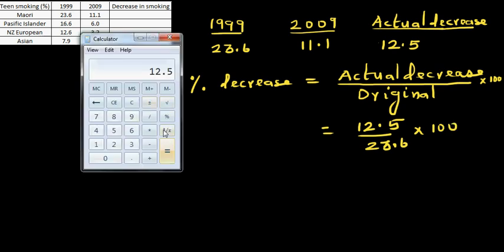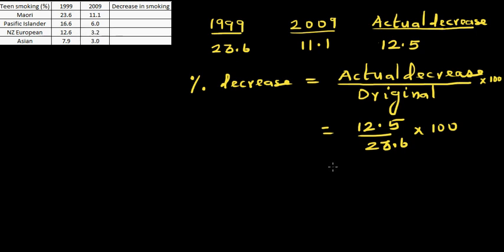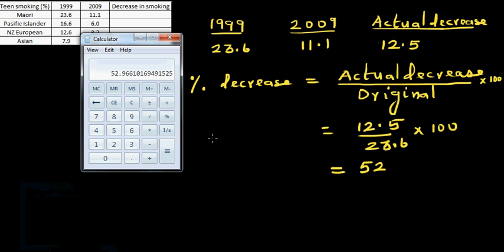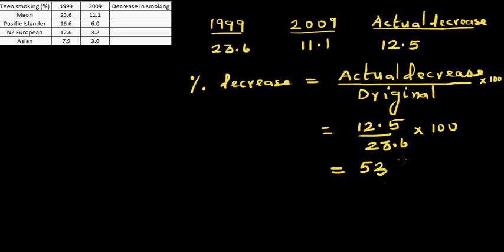12.5 divided by 23.6 times 100. So it is a 52% decrease. The decrease in smoking in Maoris is 52, I'm rounding it here, or 53%. 52.9 you can say is 53%. Now this is using a formula.